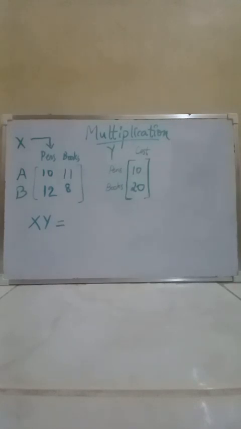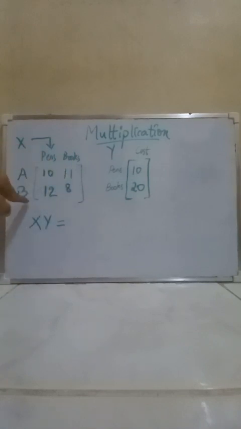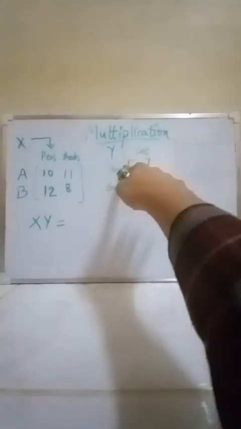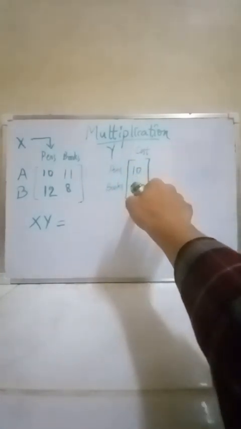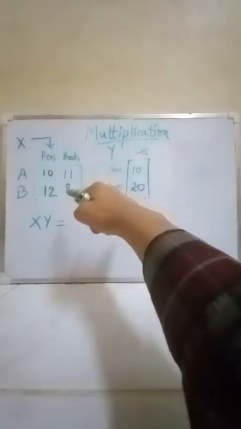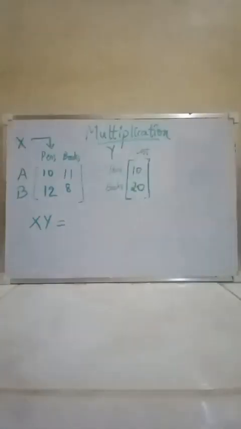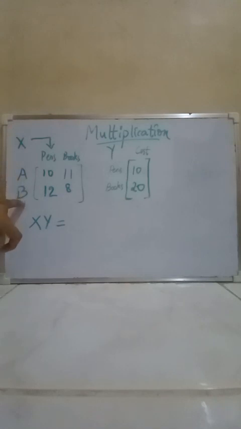Now we'll be doing the multiplication of two matrices, okay? There are two persons, A and B. A bought 10 pens and 11 books. B bought 12 pens and 8 books. We want to find the total cost each spent. The cost of one pen is 10 rupees, whereas the cost of one book is 20 rupees. We want to find the final money that A had to pay and the final money that B had to pay, right?